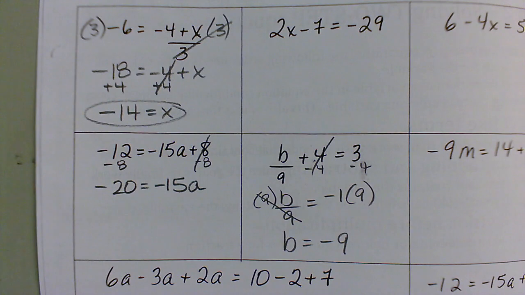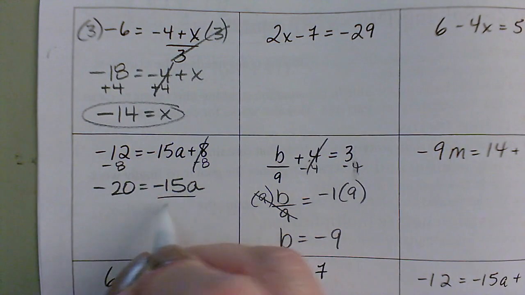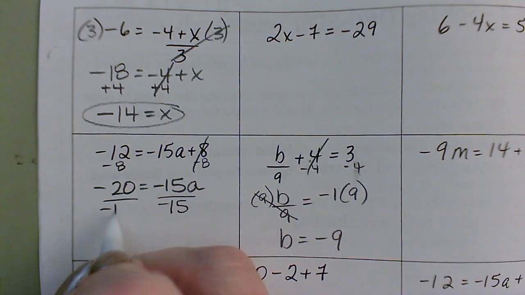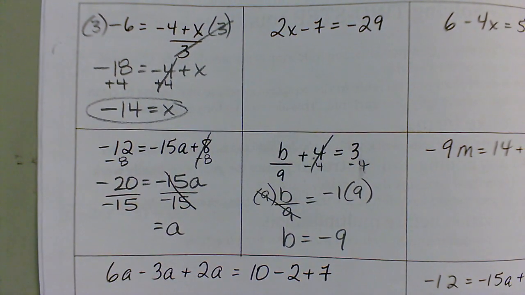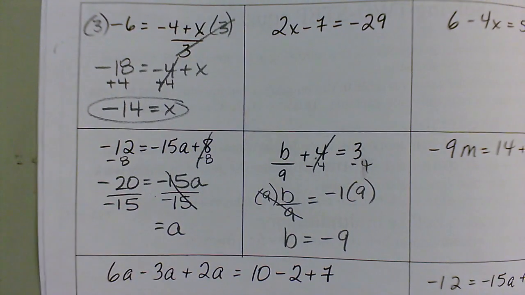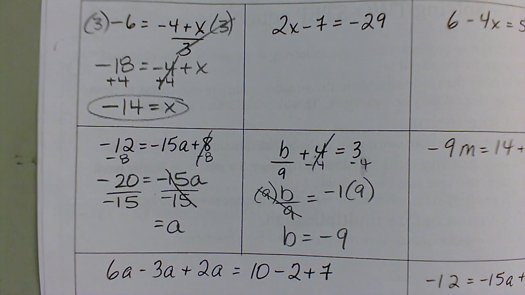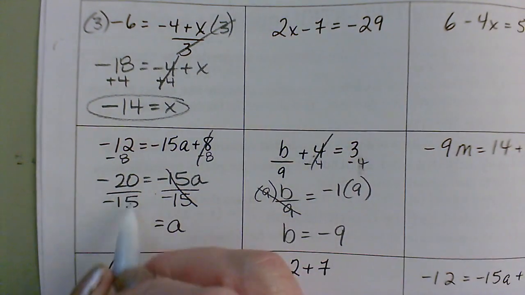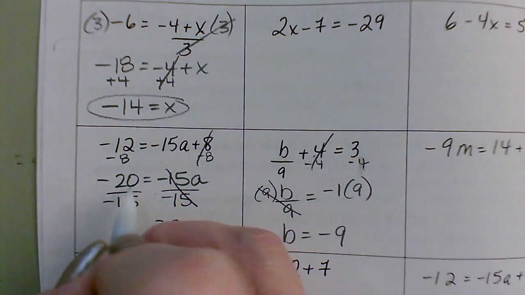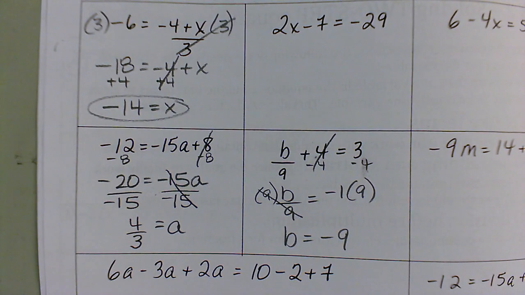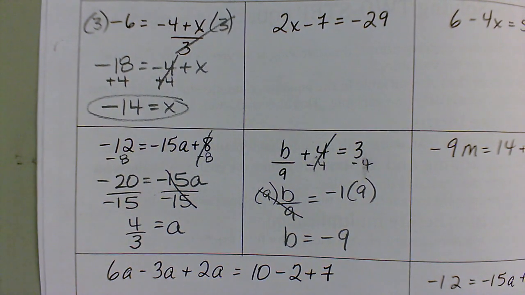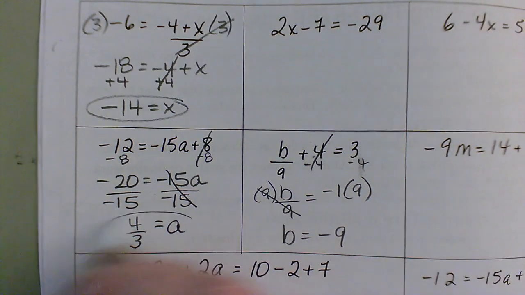So negative 15 is being multiplied to the A. How do I undo the multiplication? Divide. Now you're probably going, oh, that doesn't work. You can have fraction answers. 20 doesn't divide evenly by 15. Two negatives will give me a positive. What is 20 divided by 15? What's common between them? 5, right? So I get 4/3. Don't go to a decimal. The only time you're going to go to a decimal is if the question is in decimal form. Leave it in fraction form.